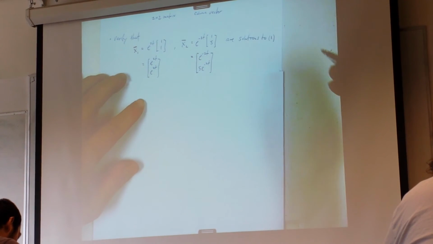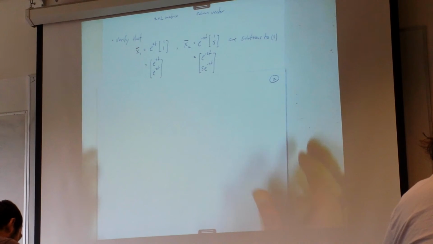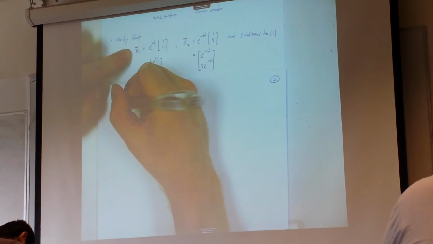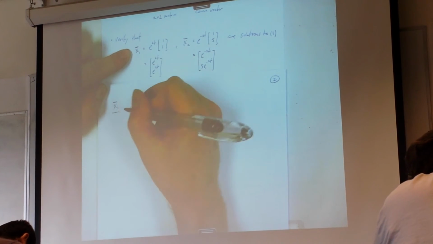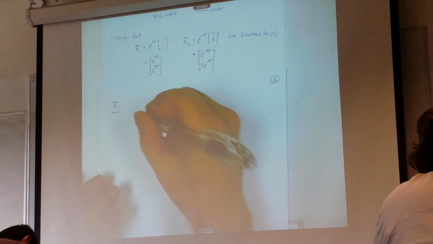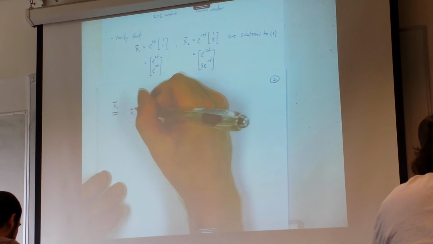So how would we do that? We plug them in, right? Let's look at the first one, x1, first. What would be its derivative? 2 e to the 2t.